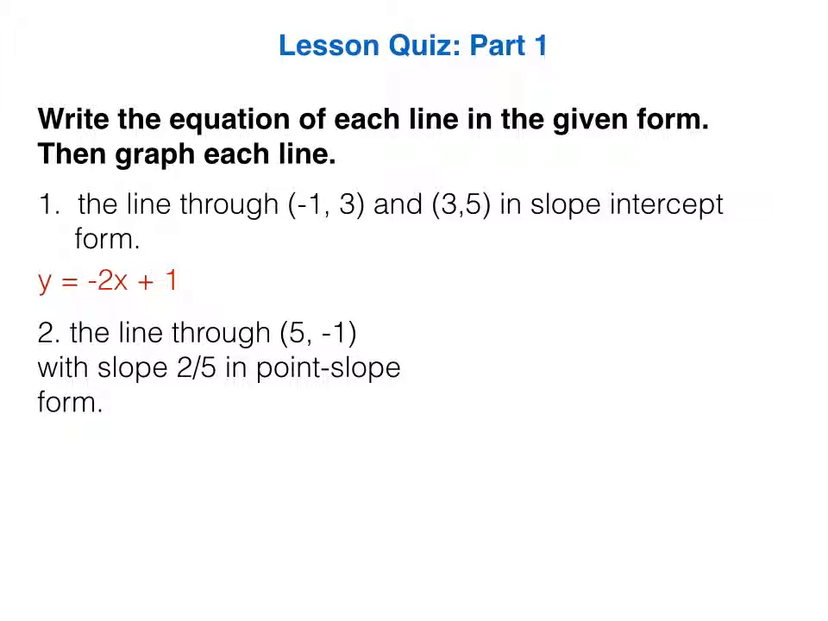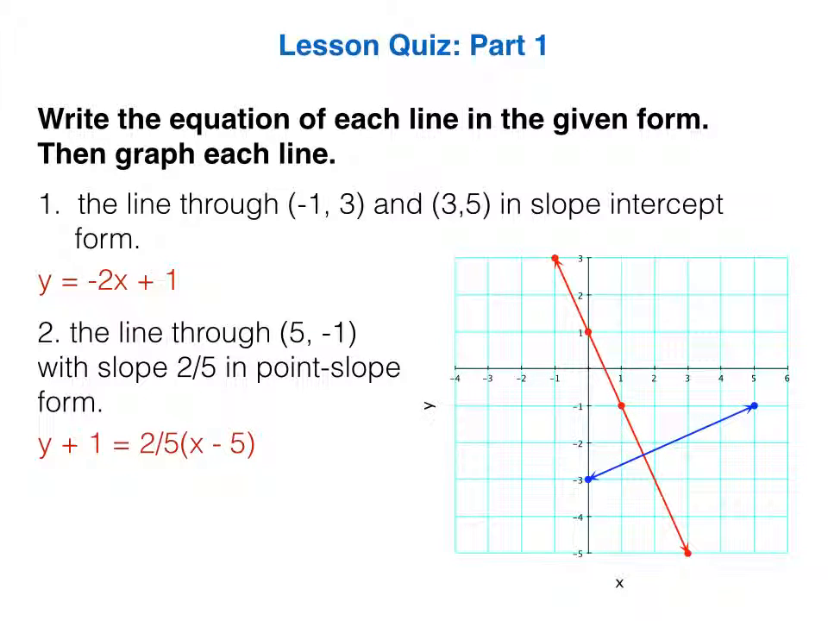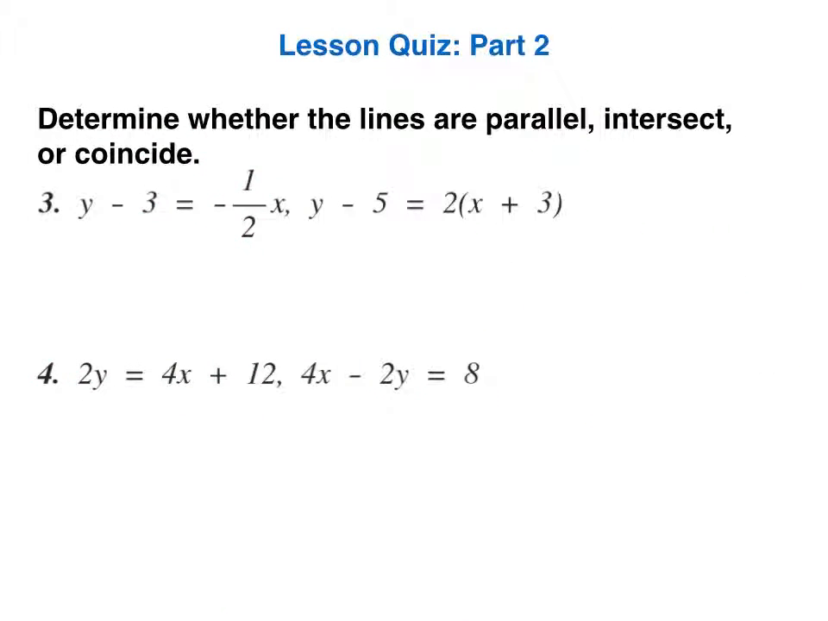Number 1, y equals negative 2x plus 1. Number 2, y plus 1 equals 2/5 x minus 5. Here are the graphs of both lines. 3 and 4, determine whether the lines are parallel, intersect, or coincide. Go ahead and pause the video now. Number 3, they intersect. Number 4, they're parallel.